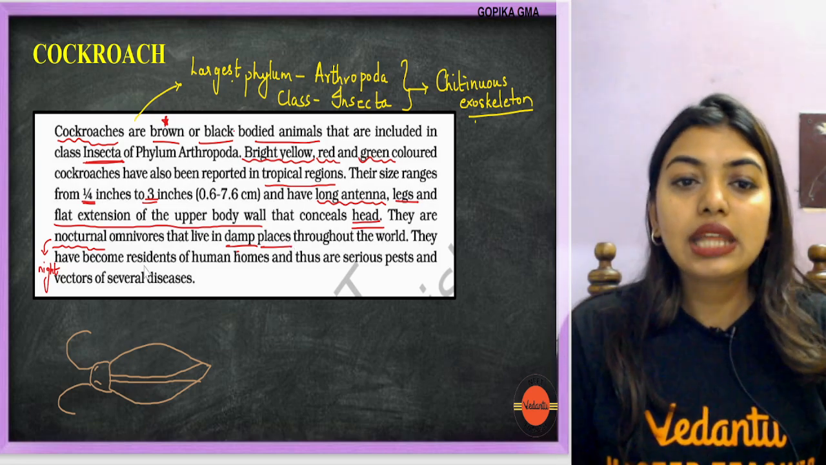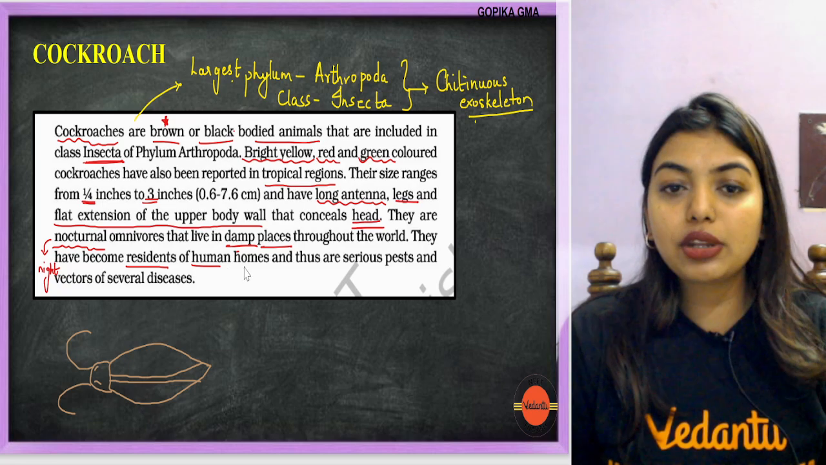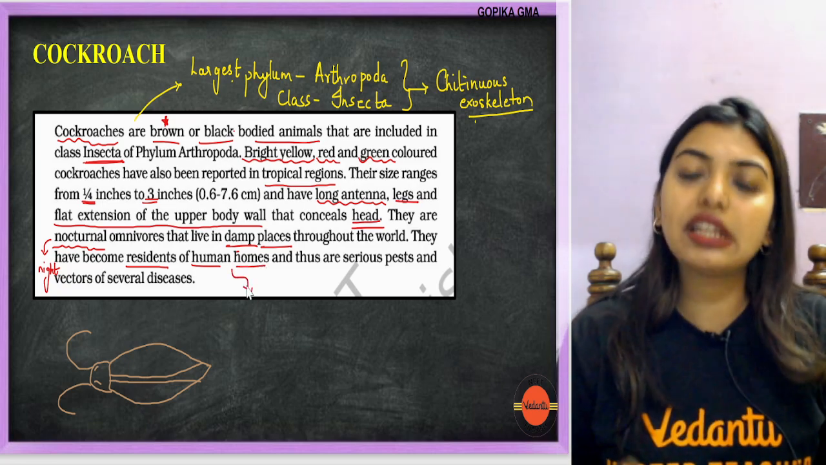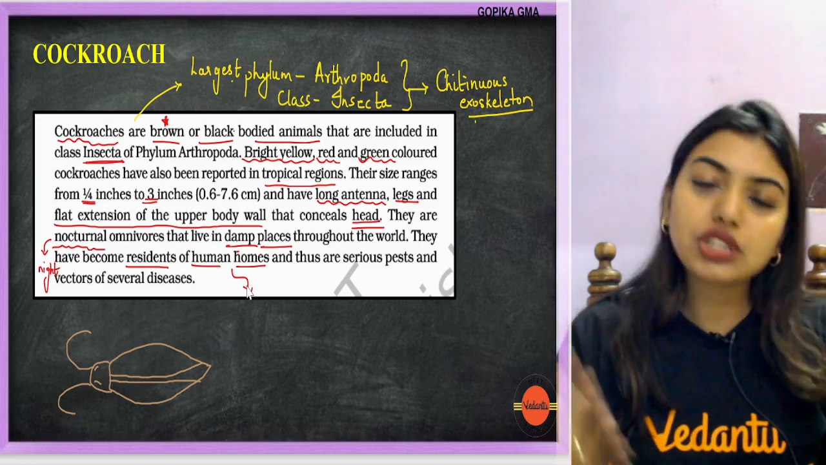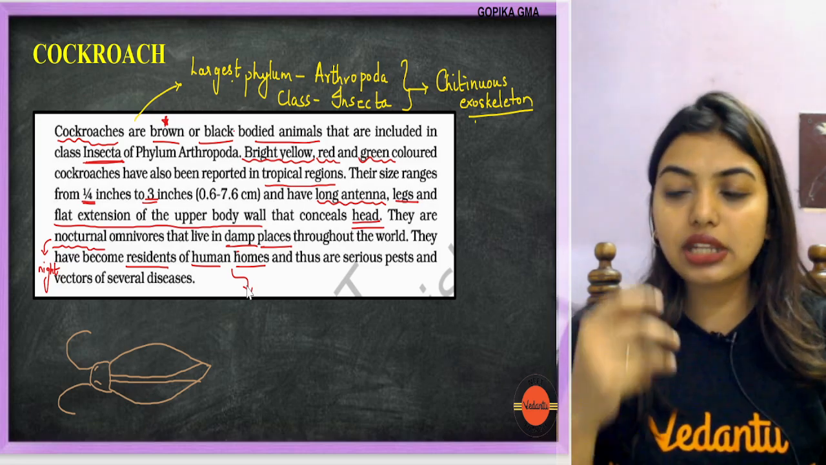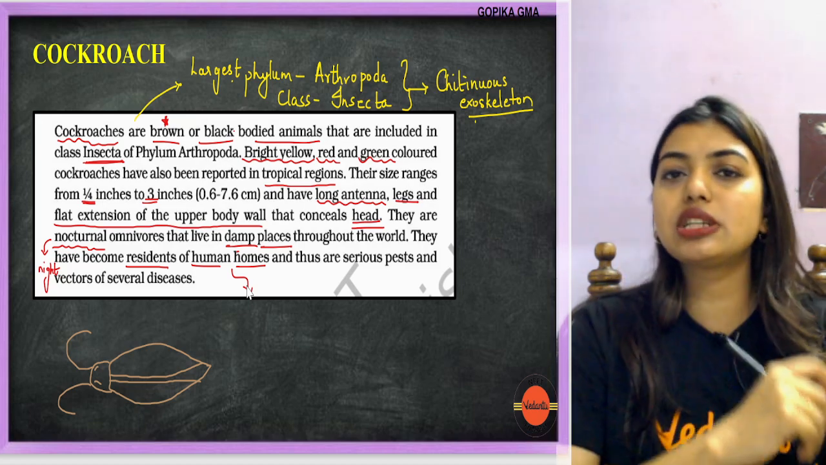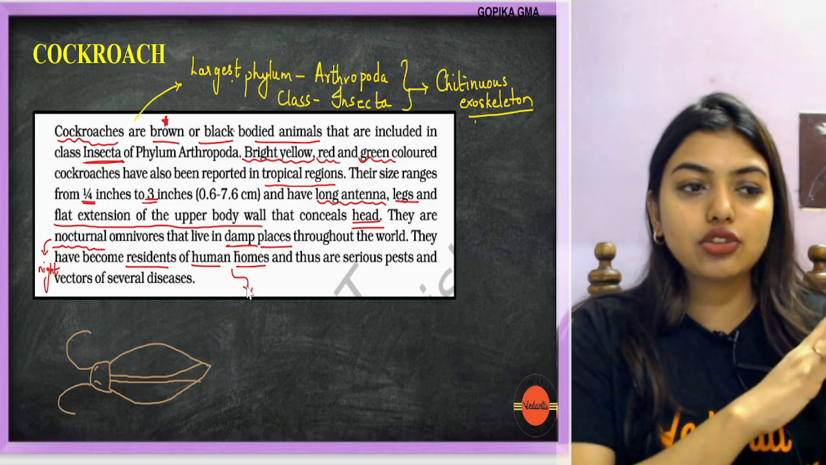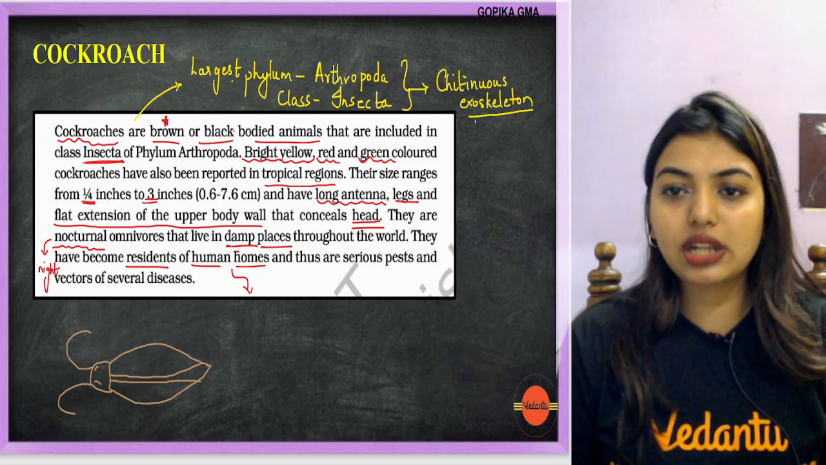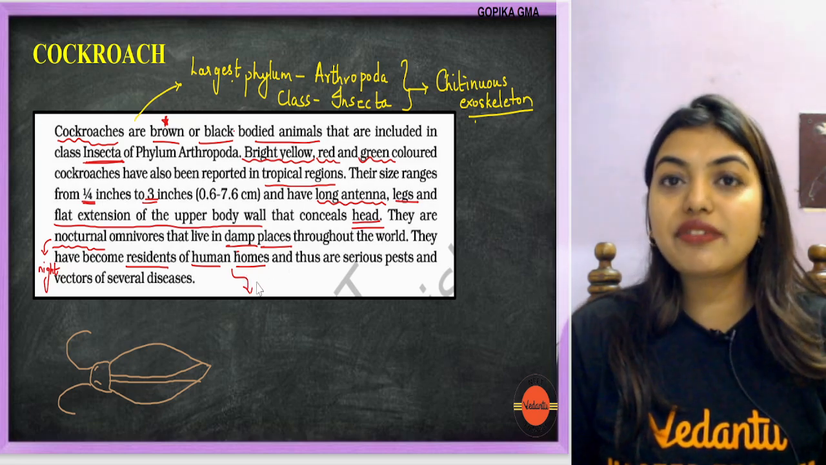Now look here, they have become residents of human homes. Sometimes when we see the number of cockroaches around, we feel like we should give the home to the cockroach and we should maybe shift somewhere, because even just one cockroach is enough, students. It will spoil the entire home setup. So that is a problem, that these cockroaches are very, very dangerous.